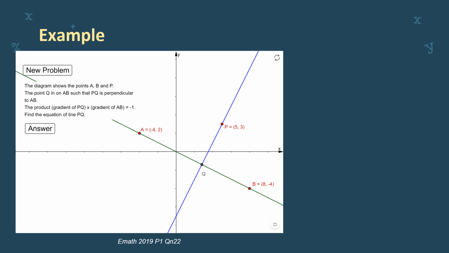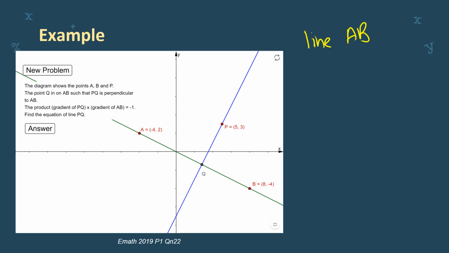So in this example, we have the diagram that shows points A, B, and P. The point Q is on the AB line such that PQ is perpendicular to AB. So they tell us that the product of the gradient of PQ times the gradient of AB is -1, and they ask us to find the equation of the line PQ. Okay, first things first, we need to find the line equation of AB. So we need to find line AB.